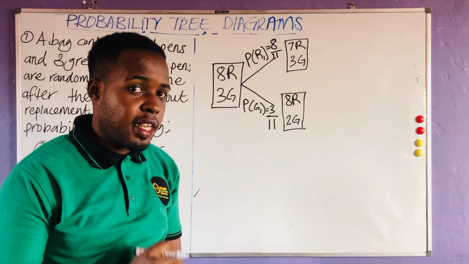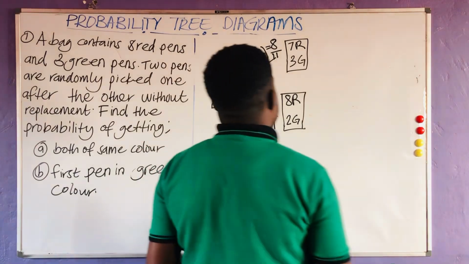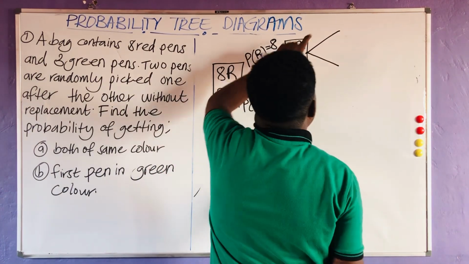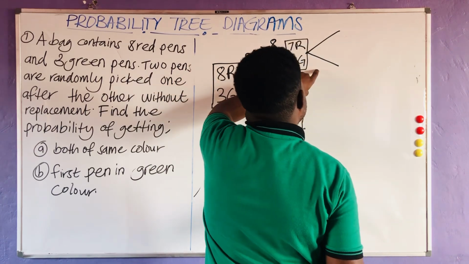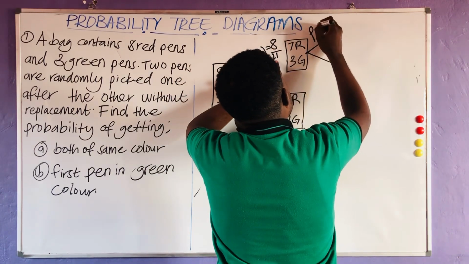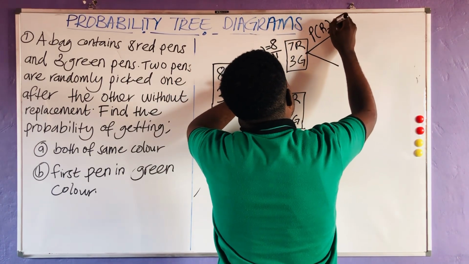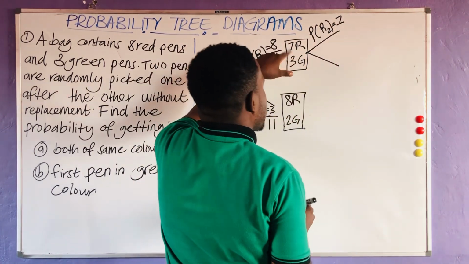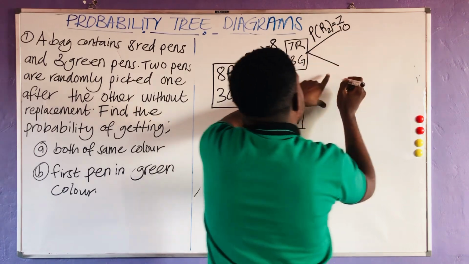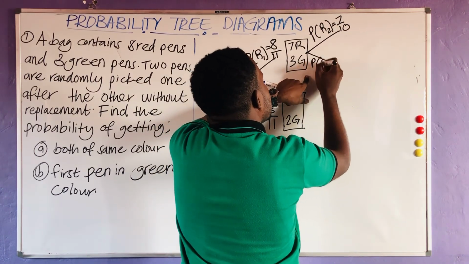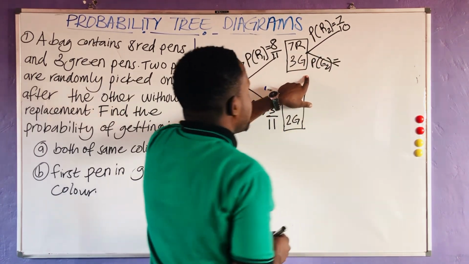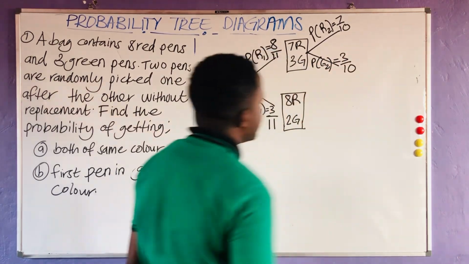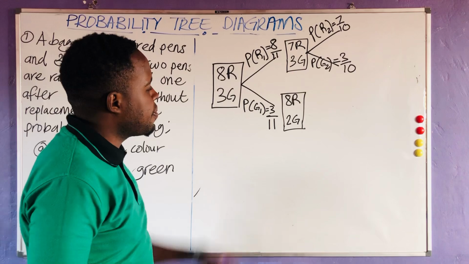Now let us try to analyze the second pick. For the second pick, if someone first picked red, they can pick red the second time or green the second time. So this is the probability of picking red the second time. It's going to be 7 divided by the total, which is 10. Then this one here would be the probability of picking green the second time, and it would be equivalent to 3 out of 10.